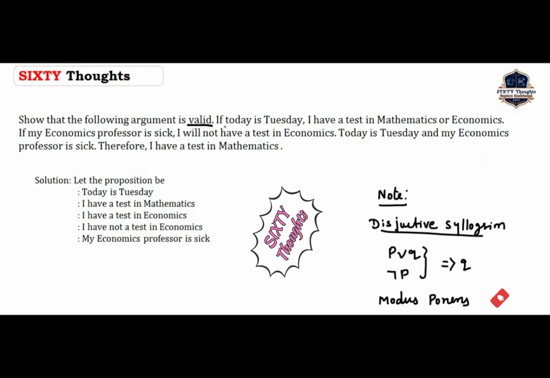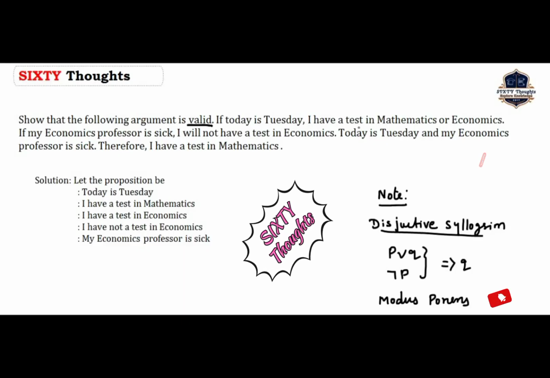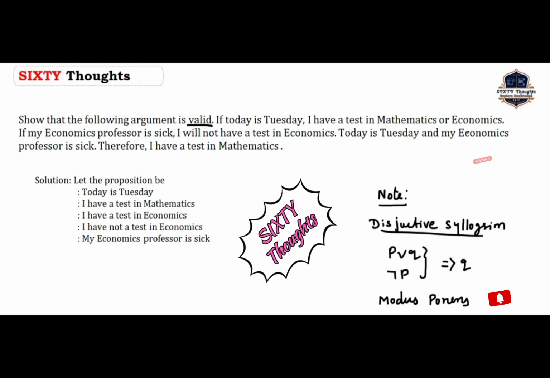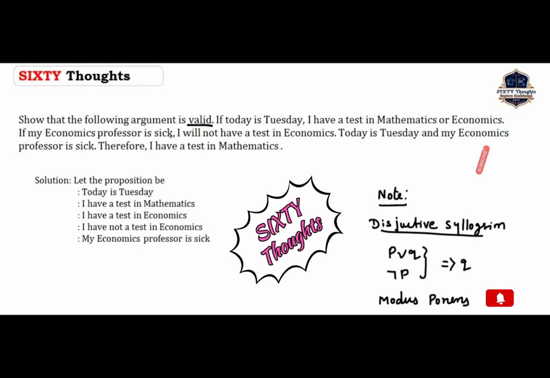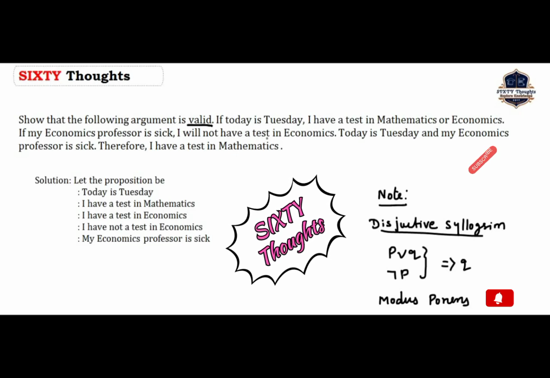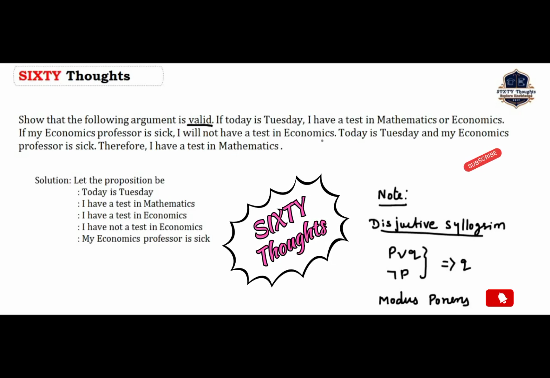So what is the given statement? If today is Tuesday, then I have a test in either mathematics or economics. And also they gave another sentence: if my economics professor is sick, then I will not have a test in economics. Today is Tuesday and my economics professor is sick. Therefore, I have a test in mathematics. So what is our conclusion statement? Using the above statements, we are going to prove: I have a test in mathematics.